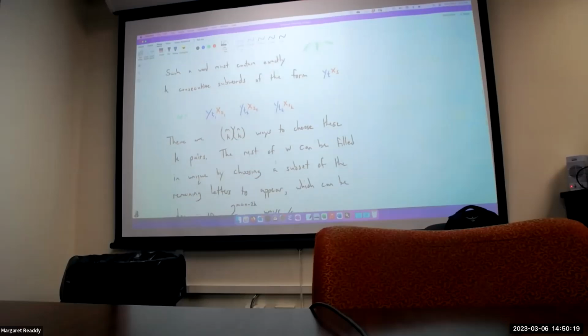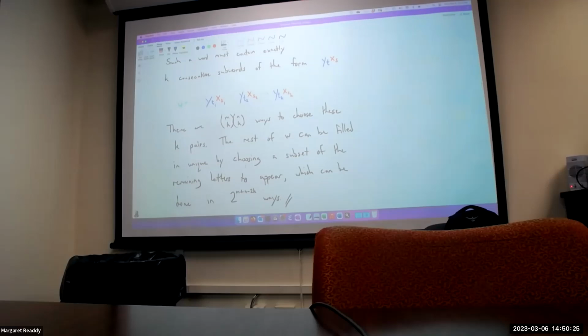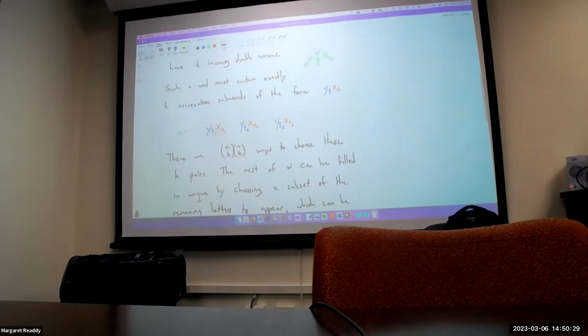And the rest of the word, you can just fill in by choosing a subset of what remaining letters you want to appear. So if I say I want certain X's to appear and certain Y's to appear, I don't want them to have this property where a Y comes immediately before an X. So there's a unique way to fill them in as the rest of the word, right?